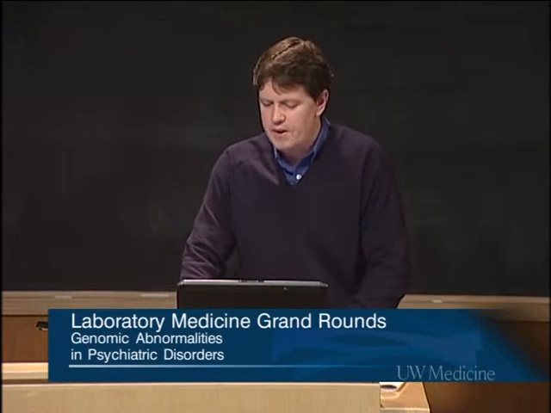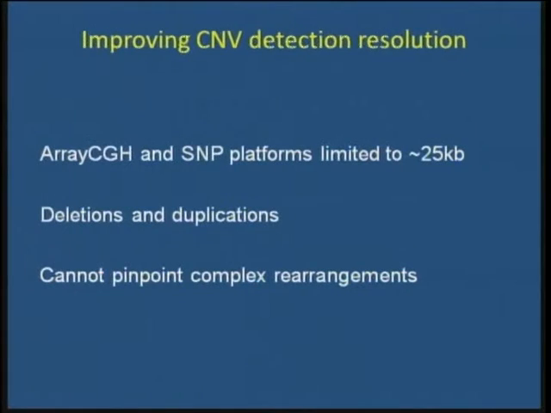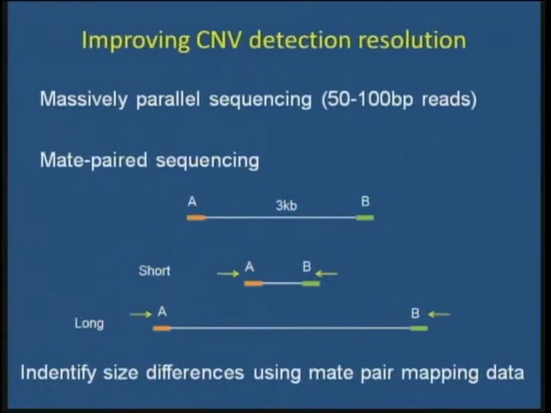So one of the goals of our lab is to improve the detection resolution of CNV detection. At the moment, with array CGH and SNP platforms, it's limited to about 25 kb on a good day, but realistically it's about 50 kb. It's also limited to just finding loss and gain, so deletions and duplications, and it can't pinpoint complex rearrangements. So we've taken advantage of next generation sequencing technology, or massively parallel sequencing technology, that allows you to capture between 50 and 100 base pair reads, millions and hundreds of millions of times.